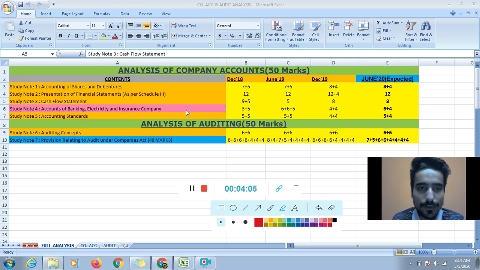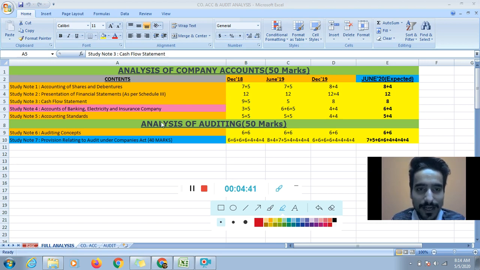And if I come to study note 4, it is accounts of banking, electricity and insurance company. If I talk about December 18, it is 3+5, 8 marks. Then June 19, it's 6+6+5, 12+5, 17 marks. And if I talk about December 19, it is for 8 marks. So as per me, it varies from 8 to 10. I have made a prediction that it will cover around 10 marks in the coming examinations, which will be held in July now. For accounts of banking, electricity and insurance, I will tell you in the end how you have to prepare all that.